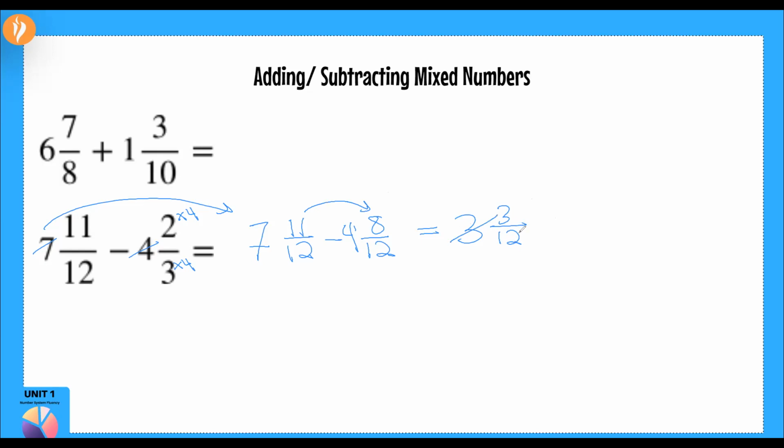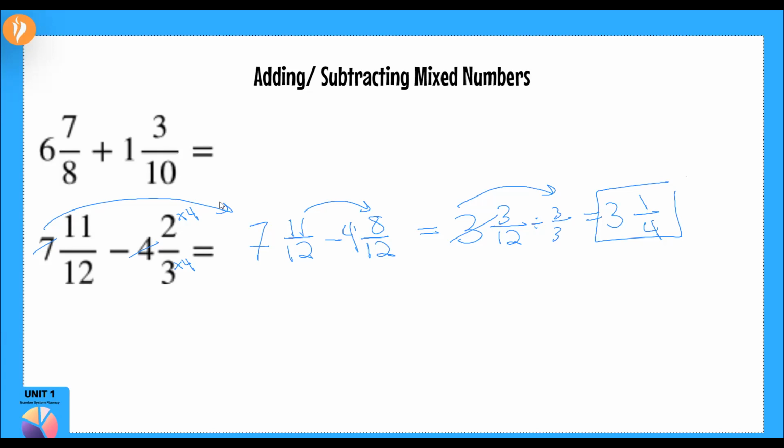What can we divide 3 and 12 by? We can divide them both by 3. So 3 divided by 3 is 1, and 12 divided by 3 is 4. And finally, we don't always ignore our whole number. And our final answer in smallest terms or simplest terms is 3 1/4. So that one worked. We did not have to turn this subtraction problem into improper fractions.